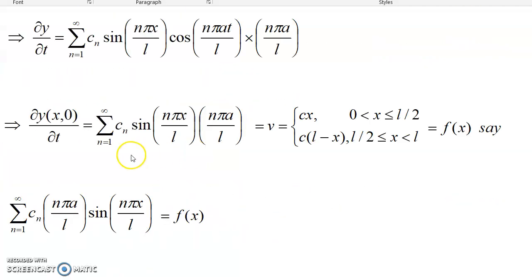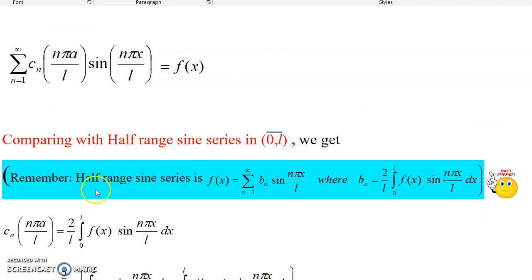So substitute this is equal to v, which is a function of x. So we just call that as some f of x for simplicity. Now look at this. Cn n pi a by L, writing the constants together, sin n pi x by L equal to f of x. So observe this. We have already studied this somewhere. Do you remember? Yes, half range sine series. Is it not the half range sine series formula?